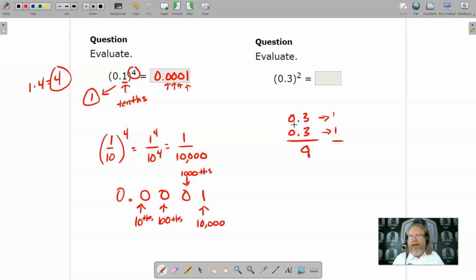So if you understand the algorithm of multiplying decimal numbers, you kind of have an idea what's going on here. 1 decimal place in the first factor, 1 decimal place in the second factor. 1 plus 1 is 2, so I should have 2 decimal places. So I'm going to need a 0 in front of this and put a 0 there, so 0.09. Now I have 1 decimal place, right? My exponent is 2. 1 times 2 equals 2. So I should have 2 decimal places. So 3 squared is 9, and my answer should have 2 decimal places.